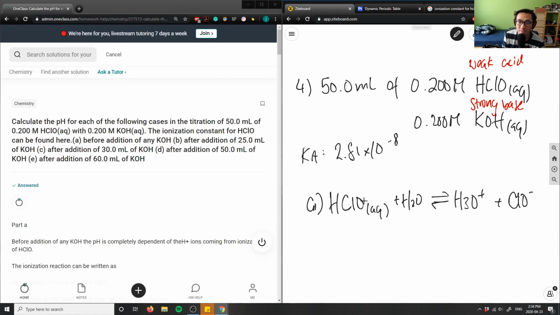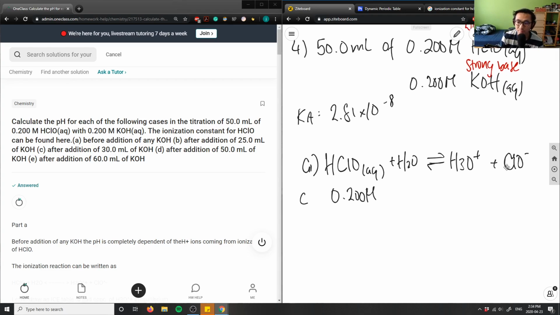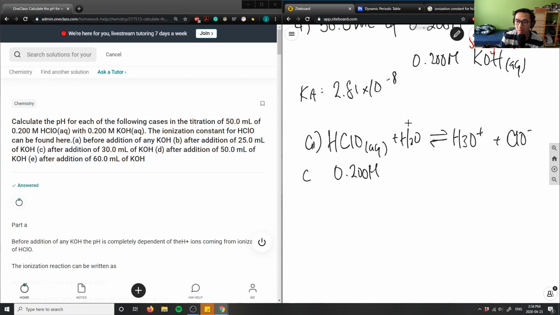So again, I have 50 milliliters of 0.200 molarity, which means my concentration of HClO is 0.200 molarity here. And what I can do is simply use an ice table with the ionization constant to find out what my concentration is. So I'm going to use an ice table, which I basically use for any equilibrium reaction, right?